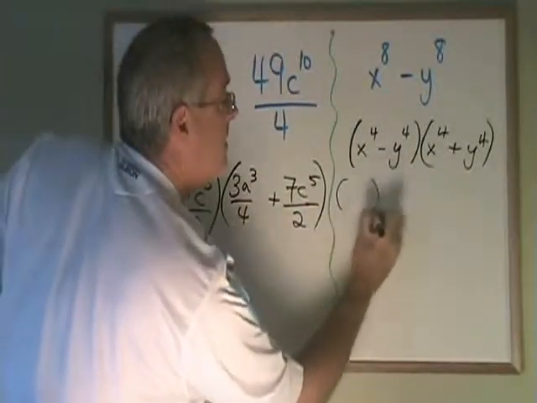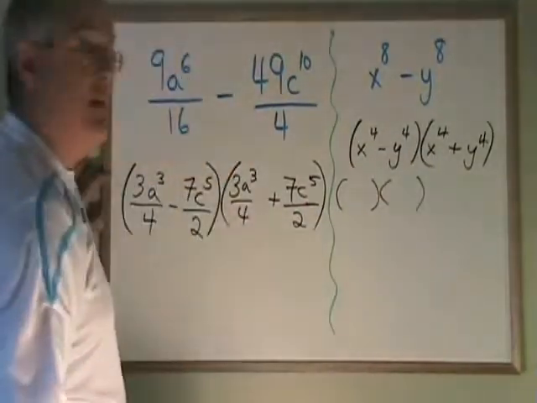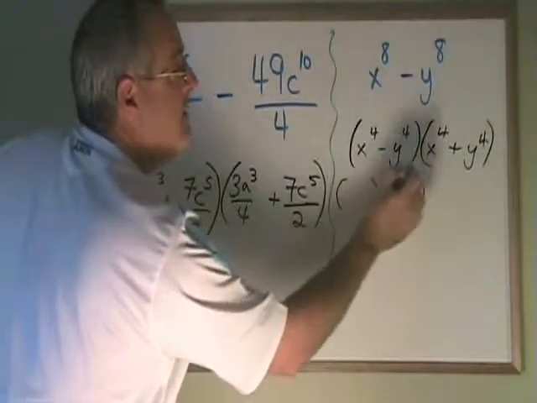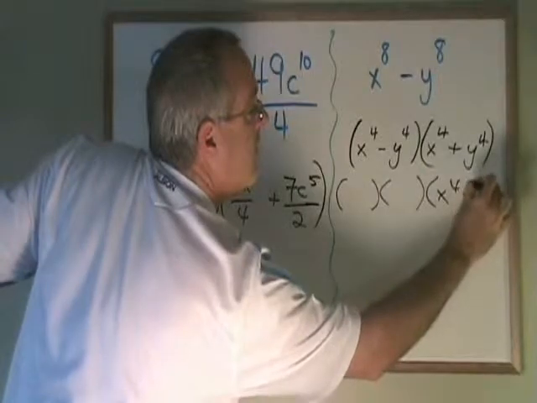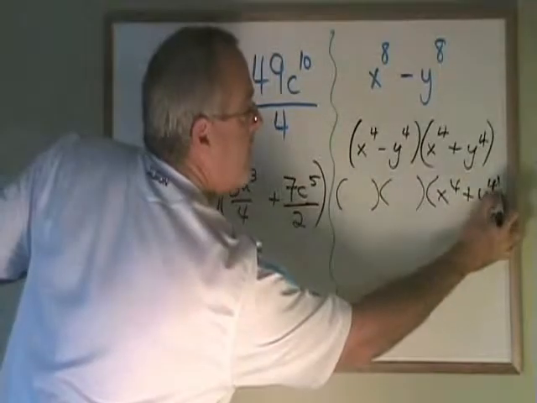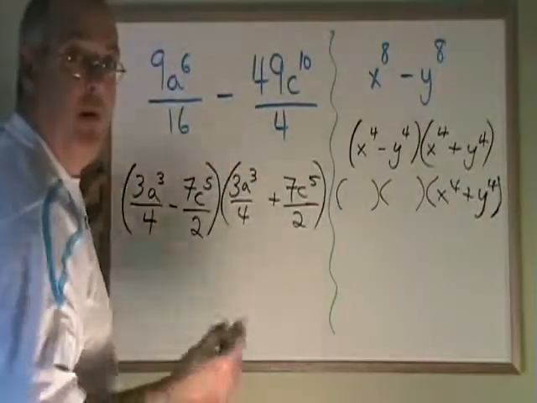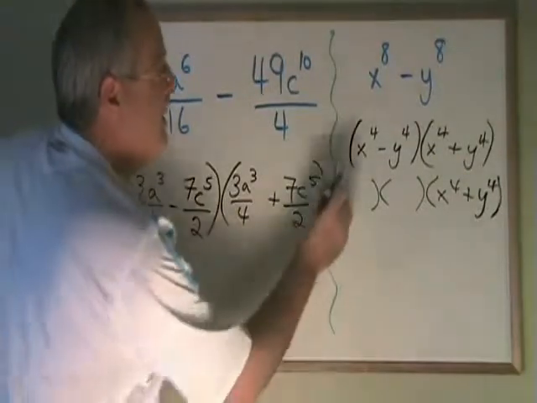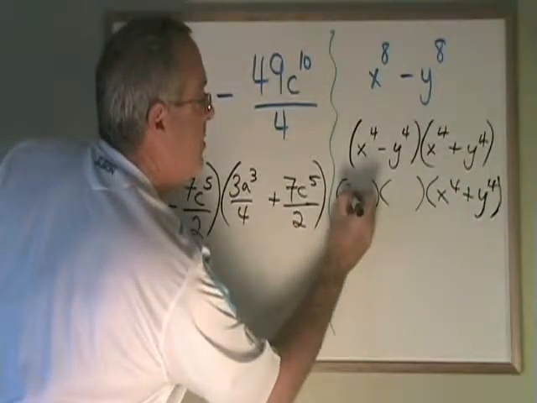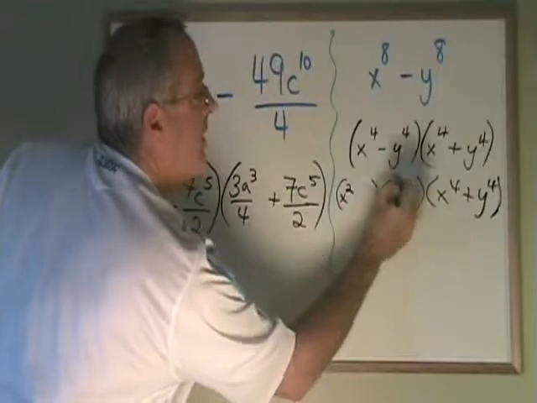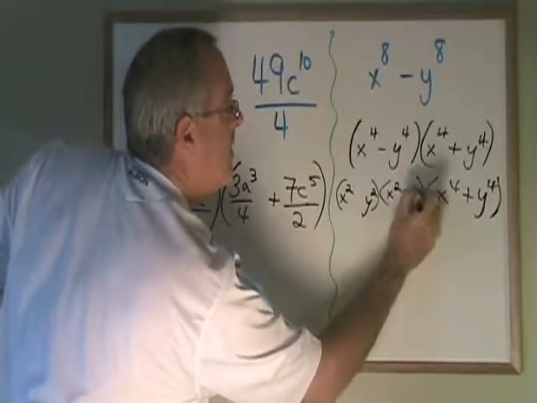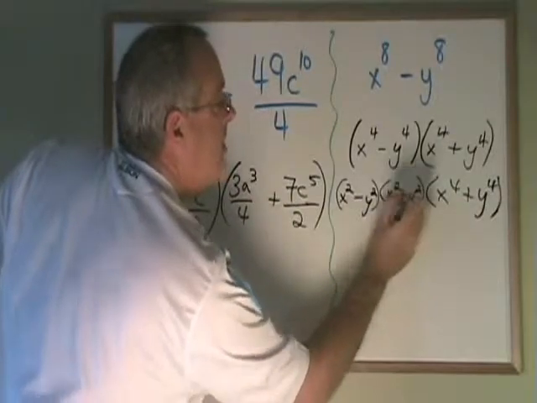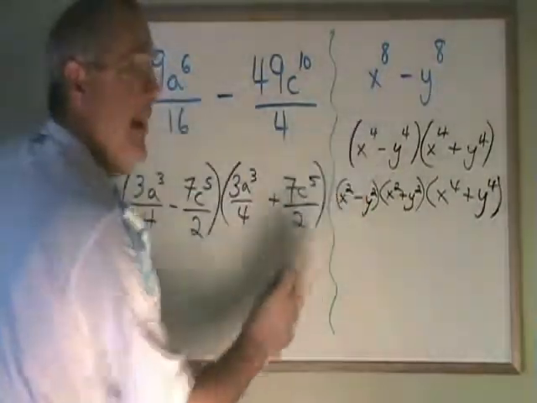So what I'll do is I'll write two sets of brackets for the factors of this, and I'll copy down x to the 4 plus y to the 4. We have to keep showing all factors until we get to the end. The square root of x to the 4 is x squared. The square root of y to the 4 is y squared. Put a minus and we put a plus, and now we factored again.